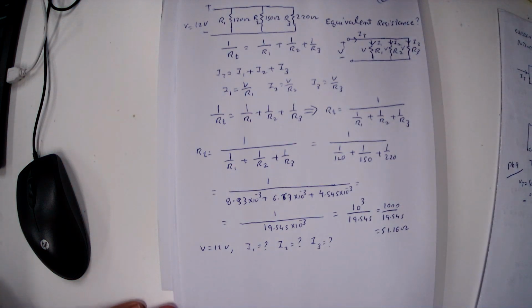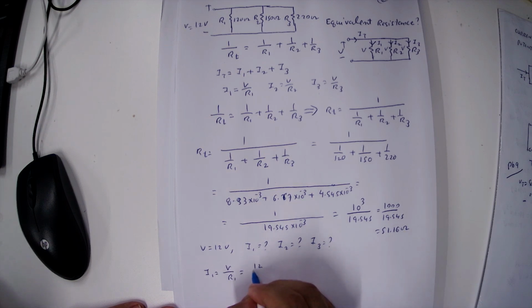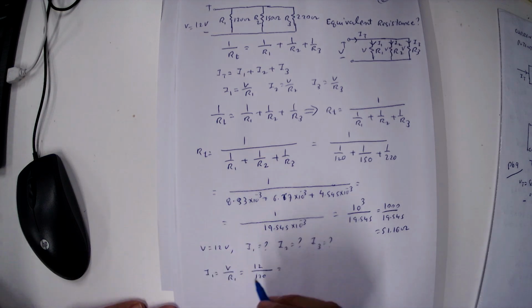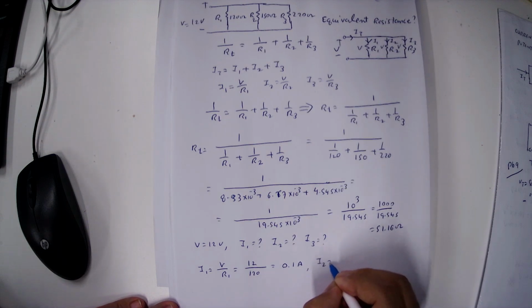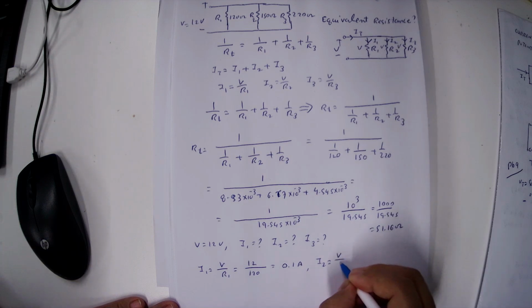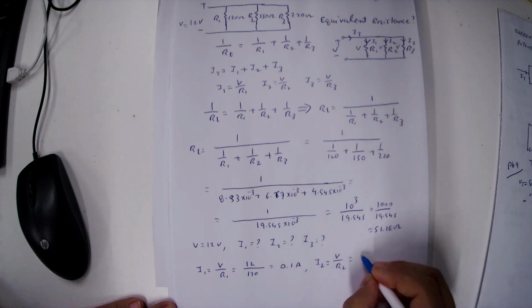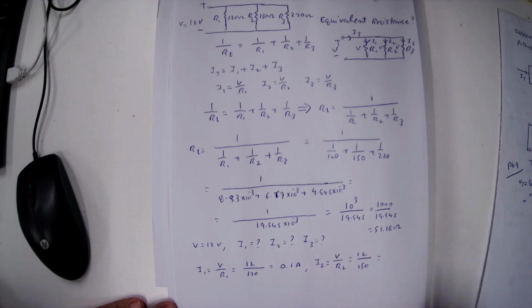Therefore, we can write down the equation. The current in R1 is I1. I1 equals V by R1. V is 12 volt, R1 is 120 ohm. 12 divided by 120, you get 0.1 ampere. Similarly, we can calculate the current flowing into resistor R2. I2 equals V by R2. Voltage is 12 volt, resistor is 150. 12 divided by 150, you get 0.08 ampere.